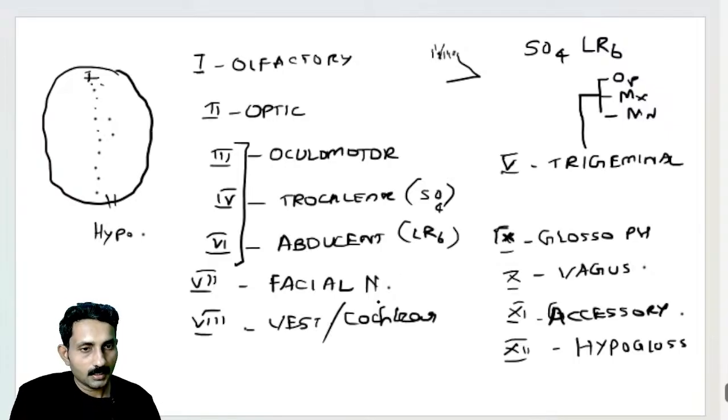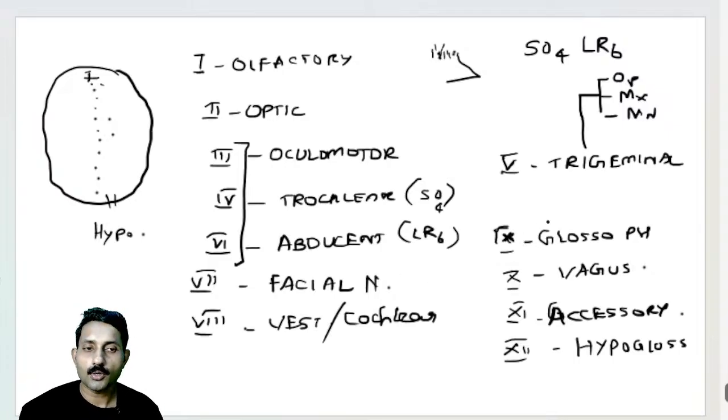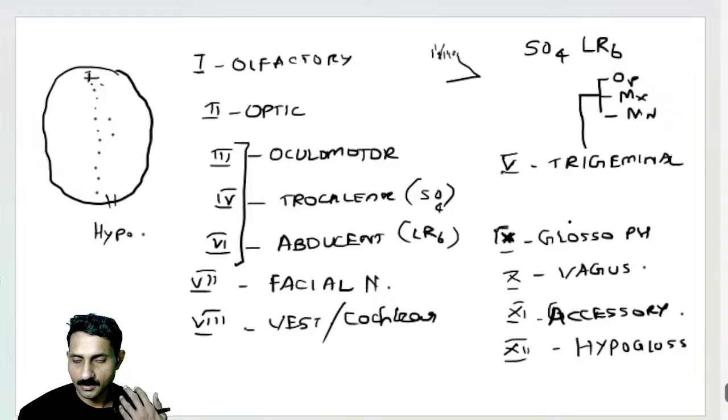Now, the 9th cranial nerve is called glossopharyngeal. What is glossopharyngeal? The glossopharyngeal nerve supplies the tongue and the pharynx. Glosso means tongue, pharynx is pharynx. Behind, nasopharynx, oropharynx, laryngopharynx, we have 3 parts of the pharynx. That part is supplied by the glossopharyngeal nerve.